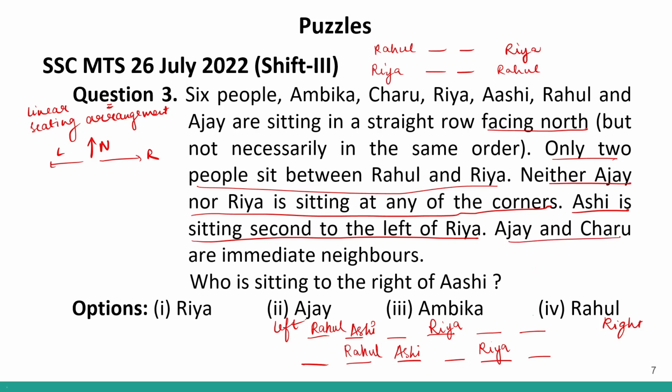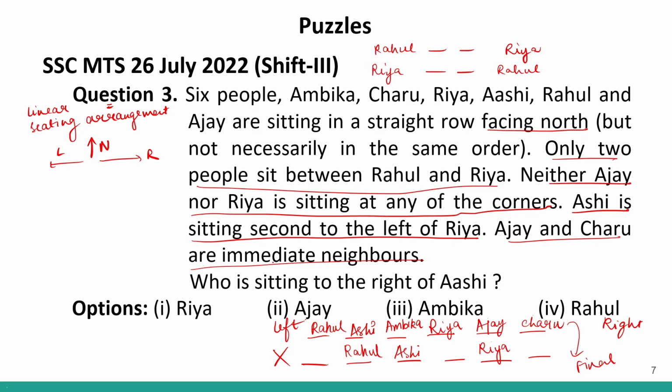Ajay and Charu are immediate neighbors. Ajay cannot be at the end. So Ajay will be here and Charu will be here, in possibility number 1. In possibility number 2, I can see that no 2 empty positions are there together, and since they are immediate neighbors we need 2 empty positions together. So this will be a false possibility. The only person remaining in possibility number 1 is Ambika. That means Ambika will come in this position. So my final arrangement is Rahul, Ashi, Ambika, Riya, Ajay and Charu.